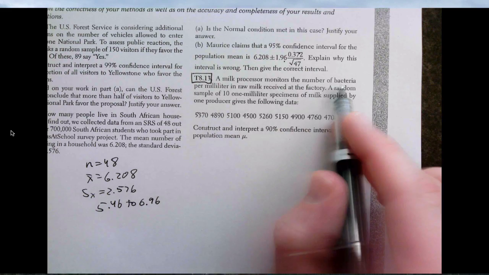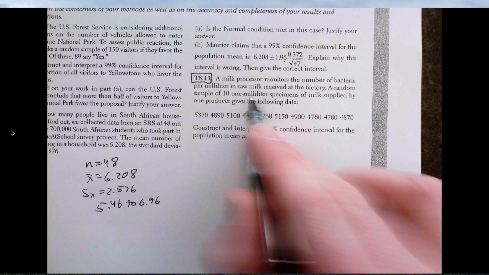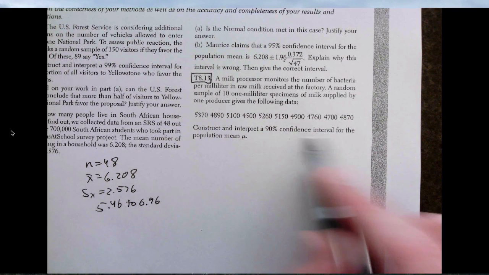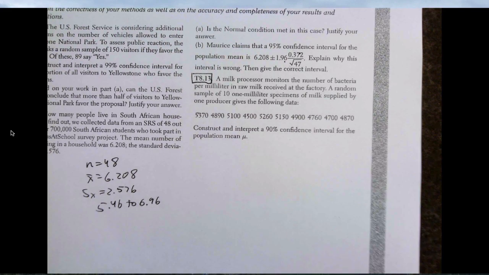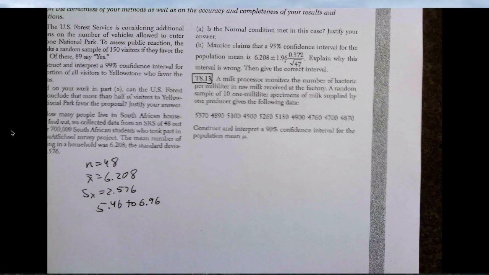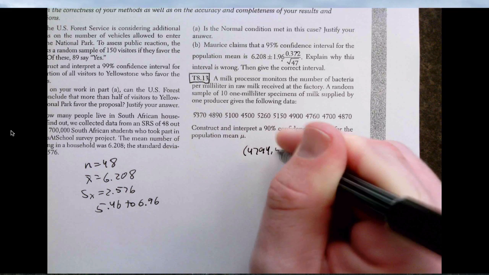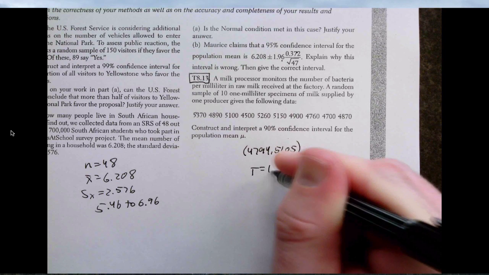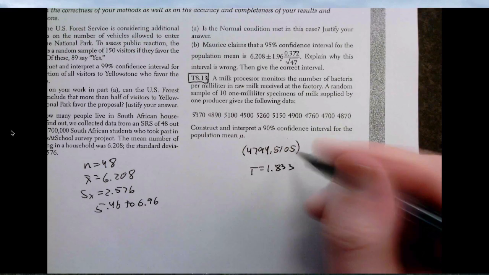All right. This one says milk processor monitors the number of bacteria per milliliter in raw milk received at a factory. The random sample of 10 supplied with one produce gives the following data. Construct or interpret a 90% confidence interval for the population mu. So you'd put all these values in L1 and just run the test. Now, when you do that, you end up with an interval of 47945105, and the t-value you'd end up with there, just to check our work, is 1.833. All right, so that should help you out.